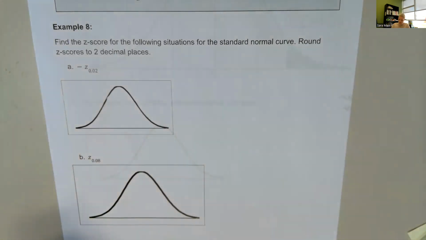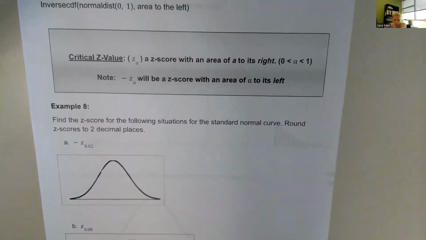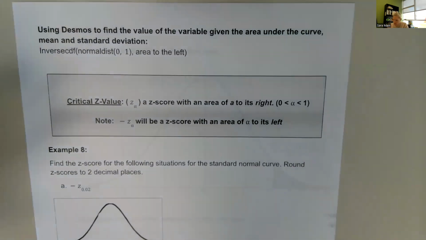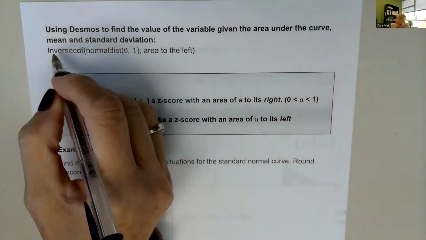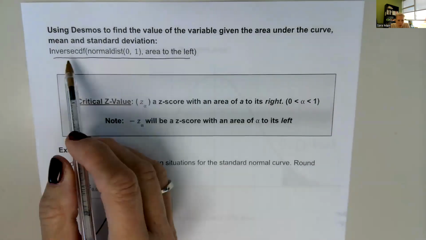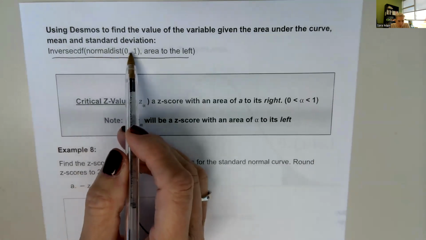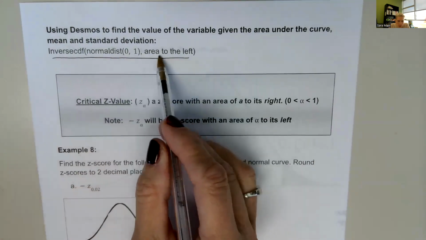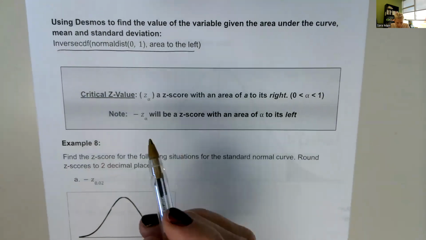Okay. Sometimes we are given area and we want to know what z-score would match the area, or we're given percentage and we want to know what z-score matches that percentage. So in that case, we're doing the inverse, and that's up here, inverse normal CDF. So we're going to tell inverse CDF of the normal distribution, defined as 0 and 1, and we have to give it the area to the left, even though we might be wanting to find the area to the right, okay?